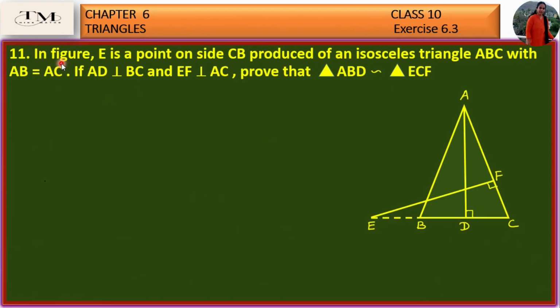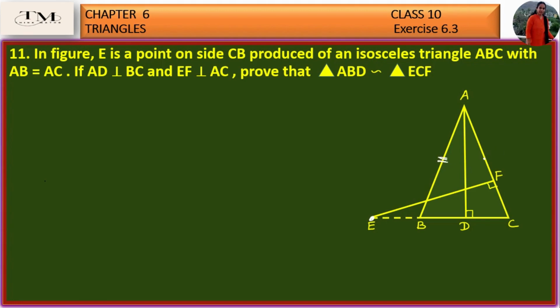What is given in the figure? E is a point on side CB produced of an isosceles triangle ABC with AB equal to AC. If AD perpendicular to BC and EF perpendicular to AC, prove that triangle ABD is similar to triangle ECF. So here what are the things given? E is a point produced on side CB of an isosceles triangle.